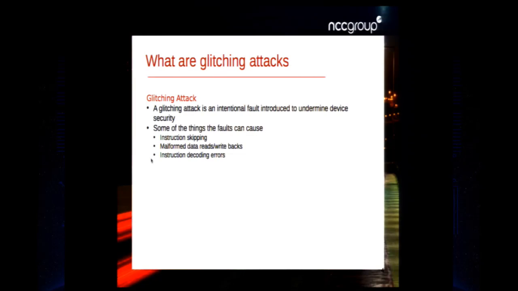So to start off, we should ask, what is a glitching attack? A glitching attack is an intentional fault introduced to a device to undermine its security. And the effects of these faults can include certain actions such as instruction skipping, malformed data reads or writes, instruction decoding errors, as well as any sort of computational errors introduced into a device when this happens.